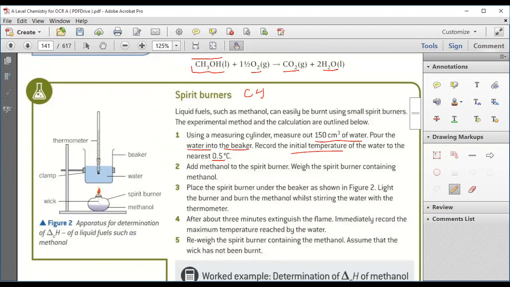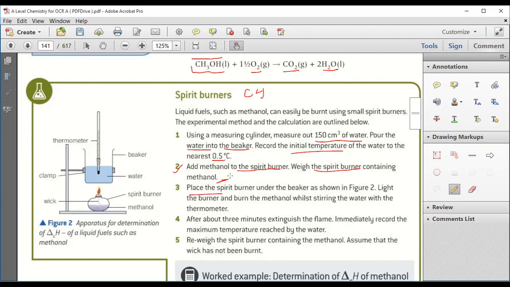Just measure the initial temperature of the water. Dip the whole bulb in the water, and after some time you will see that the temperature is not going to rise. Now measure the temperature. Now add methanol to the spirit burner and weigh the spirit burner containing the methanol. Suppose you add 15 ml into it and weigh it; it will be around 75 gram or 100 gram.